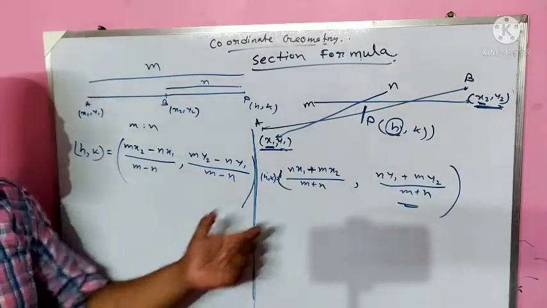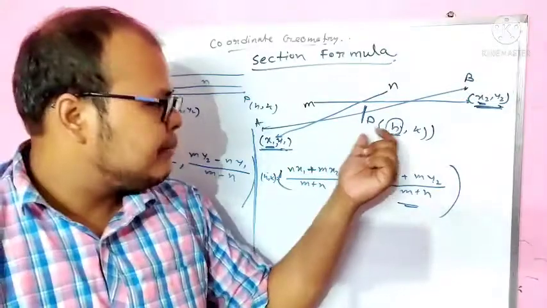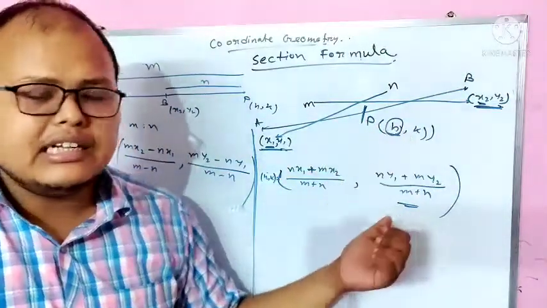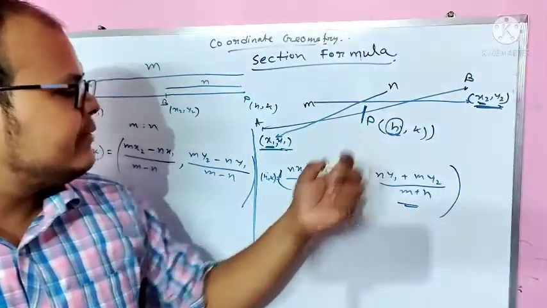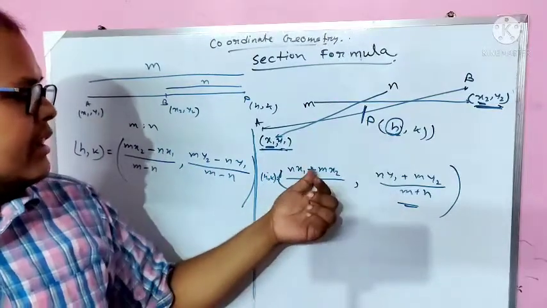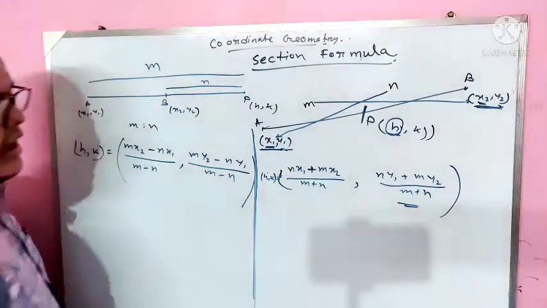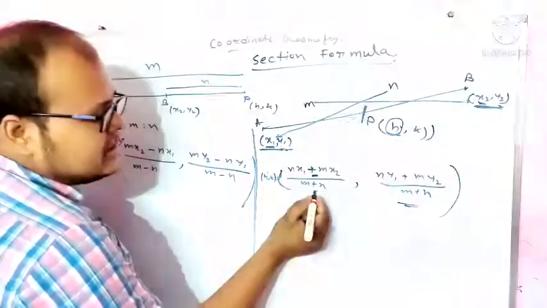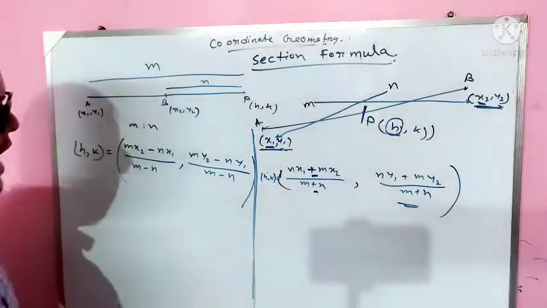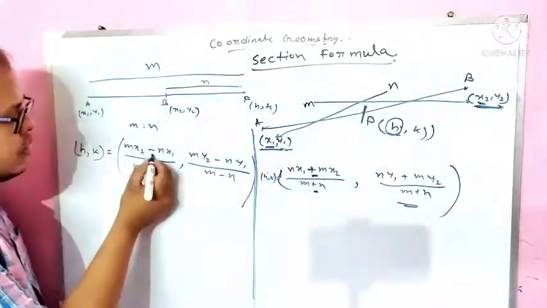And in case the point is bisecting the line segment internally, the coordinate of the point will be given by the positive only: nx1 plus mx2 divided by m plus n. Remember, here it is positive, means in the denominator also it will be positive, and in case of the external bisection only, both will have the negative sign.